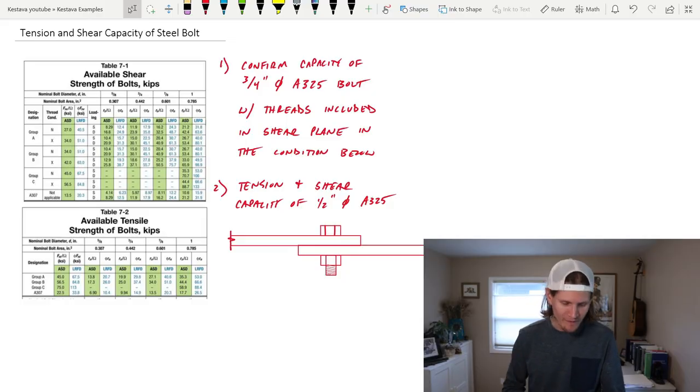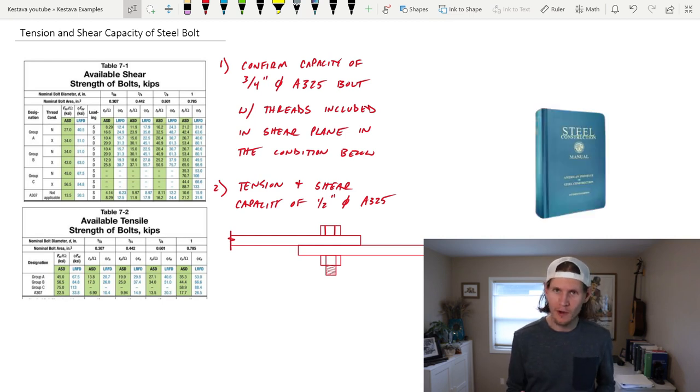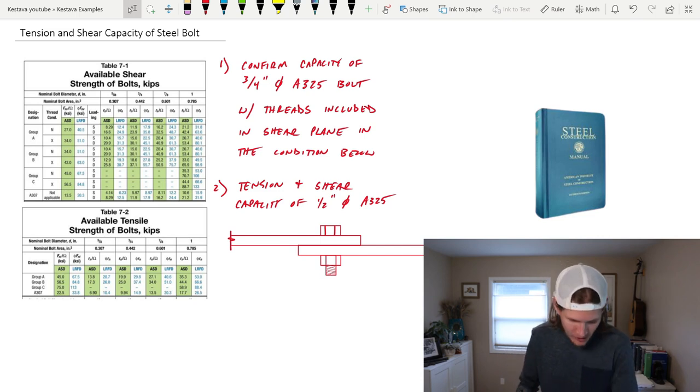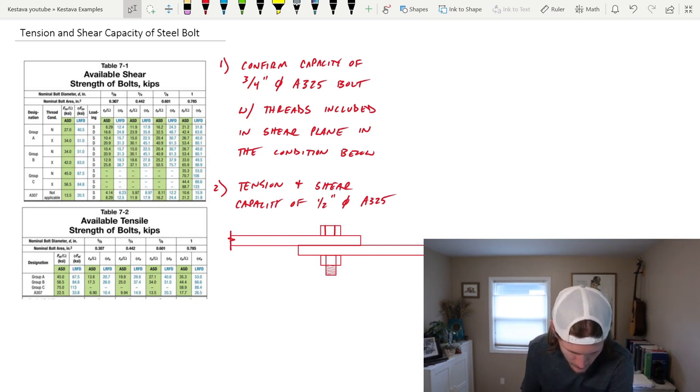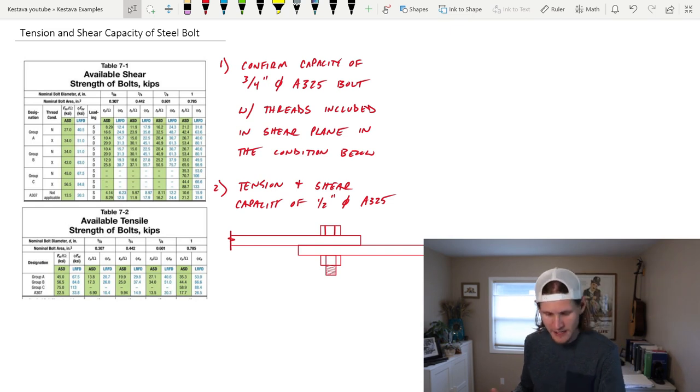So I've taken tables 7.1 and 7.2 from the AISC 15th edition, the blue one. I know I said I was using the red one in the intro, but I did get my hands on the blue tables. So that's what I'm using here today. Number one, we're going to confirm the capacity of a 3/4 inch diameter A325 bolt with threads included in the shear plane. You're like, what the heck?